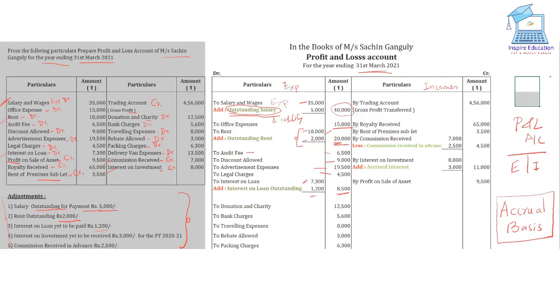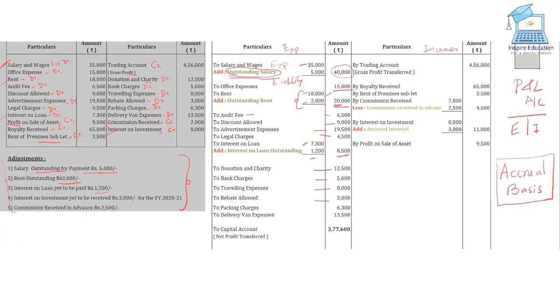Then comes donation and charity, 12,500. Bank charges, 5,600. Traveling expenses, 8,000. Rebate allowed, 3,000. These things are very easy. You just have to post them, because once you identify the revenue expenditure and capital expenditure, you will easily post these things. Packing charges, these are your expenses. Then delivery van expenses, 13,500. We have posted all these things.